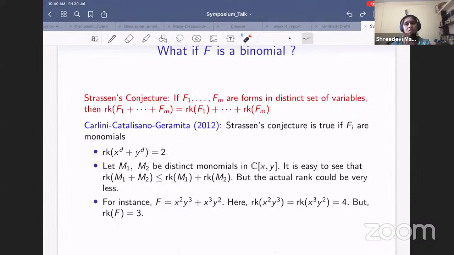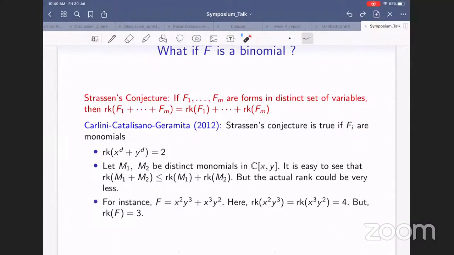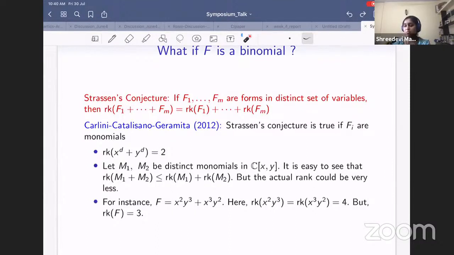I'm not sure about the smaller degree. The only case I know which is true is in the case where each of them are monomials. How old is this conjecture? Strawson's conjecture? Actually, let me just remark, this conjecture was not in this state when stated by Strawson, because there was a conjecture in the case of tensors. The original conjecture by Strawson was in the case of tensors, which comes in applications when they want to study machine learning and so on.